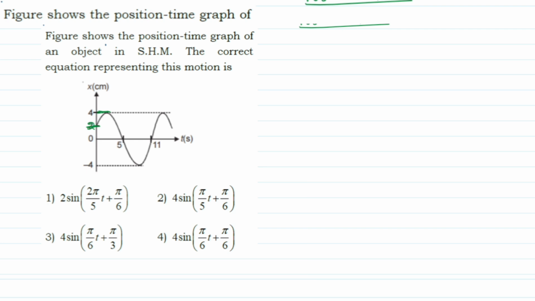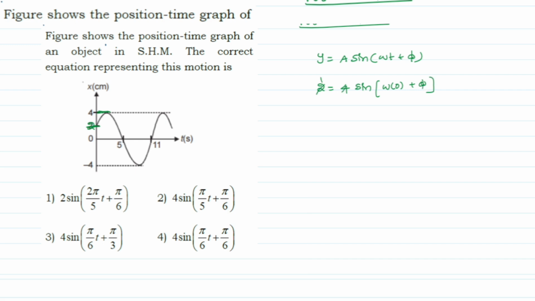Now here, the particle already has a certain initial phase, so we can write the equation of SHM as y equals a sin(omega t plus phi). Here y initially is given as 2, which will be equal to, instead of a, you can take 4, times sine of omega times 0 plus phi. Let us calculate the initial phase value.